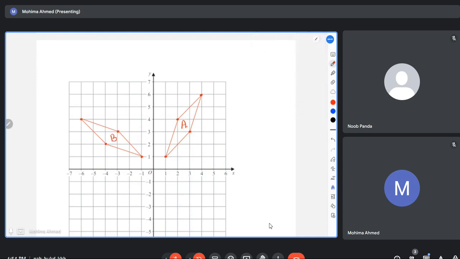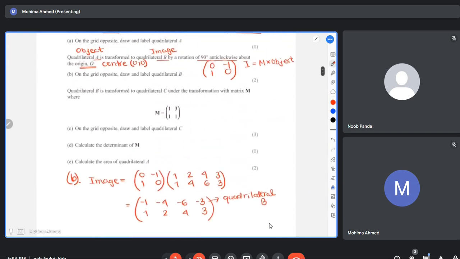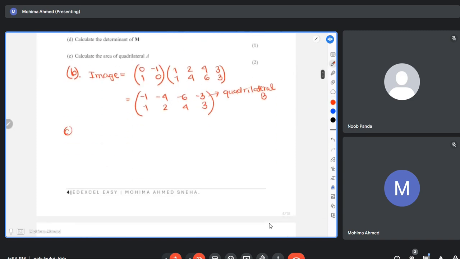This is for quadrilateral B. Okay. Now after this, it is saying that quadrilateral B is again transformed to C under the transformation with matrix M, where this is a matrix. And now you need to find out quadrilateral C. Similar working, right? Nothing else to do over here. Yeah, same working. We're just going to do it for the C image this time.